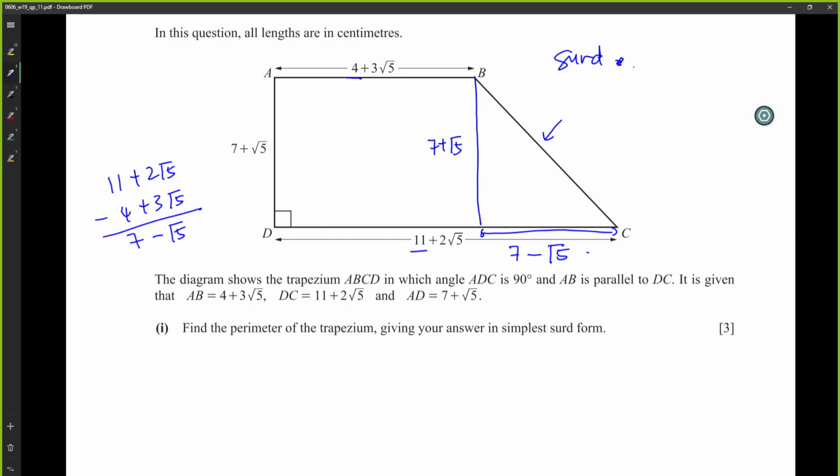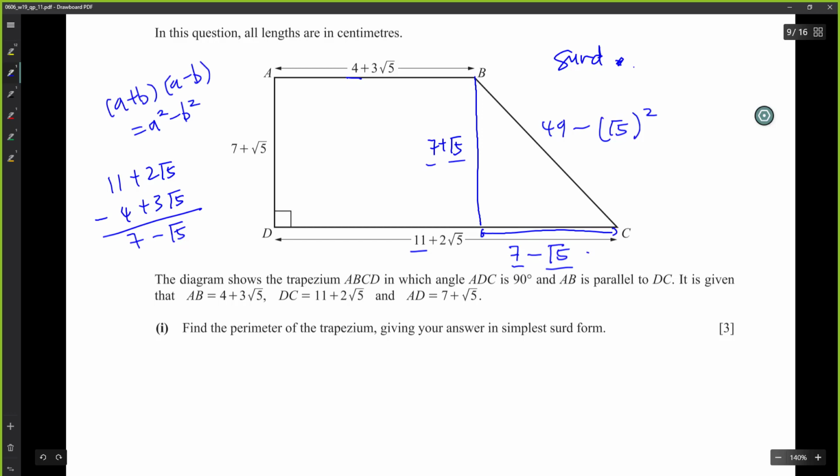Oh, luckily it's a nice number. Or else, why so many things for so little mark? Luckily we see a plus b, a minus b, so we get a squared minus b squared. So 49 minus root 5 squared. Using this formula, a plus b, a minus b, I get a squared minus b squared, which is 5. 49 minus 5, this length is 44. So I got BC quite easily. But I think, why does 3 marks need to do so many things?